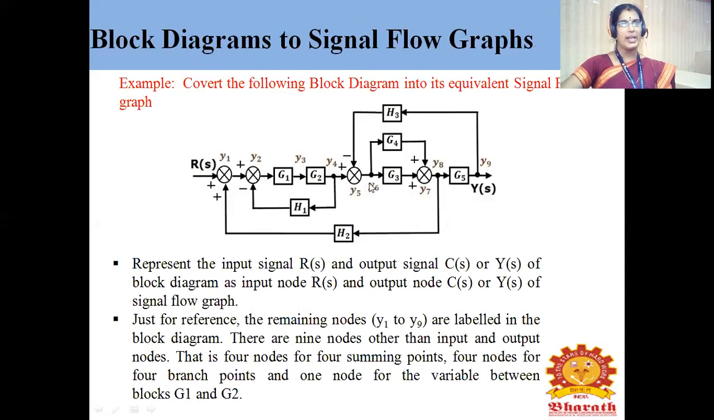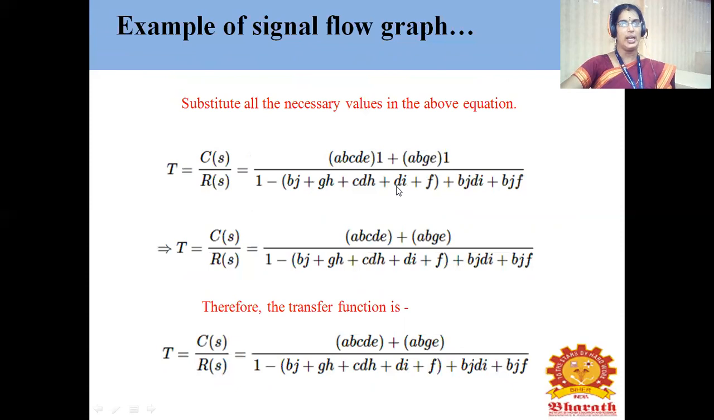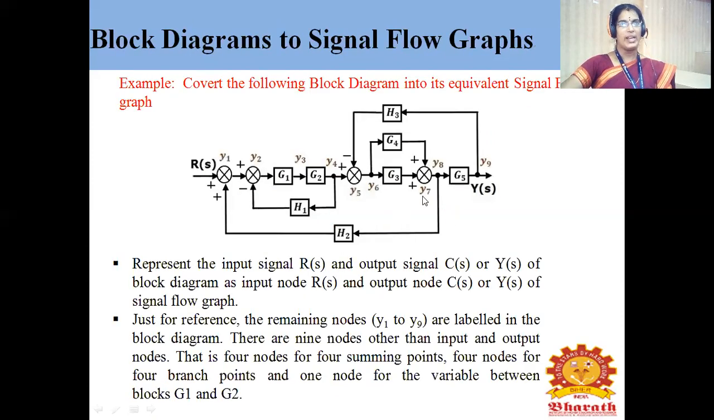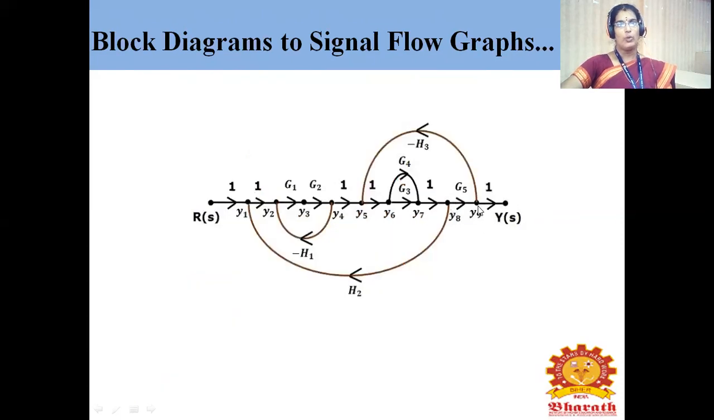When you're considering Y6 to Y7, there is a gain block here, which is represented with G3. So I've taken Y6 to Y7 in the forward direction, and the gain is represented as G3. Similarly, Y7 to Y8, there is no gain block, so it will be considered as 1. From Y8 to Y9, there is a gain block as G5. Y8 to Y9 is G5, and Y7 to Y8 is 1. So this is all about the forward path.